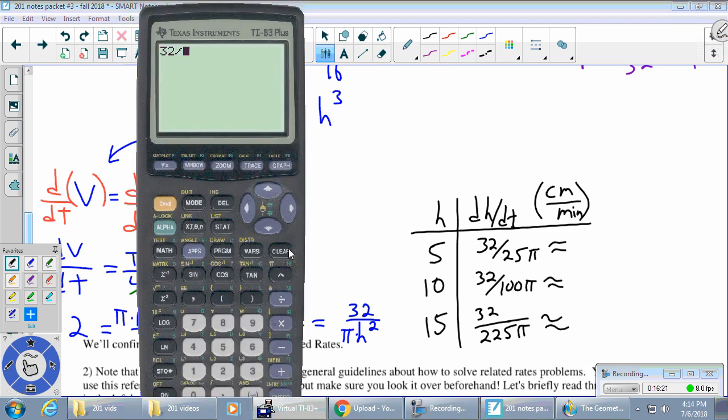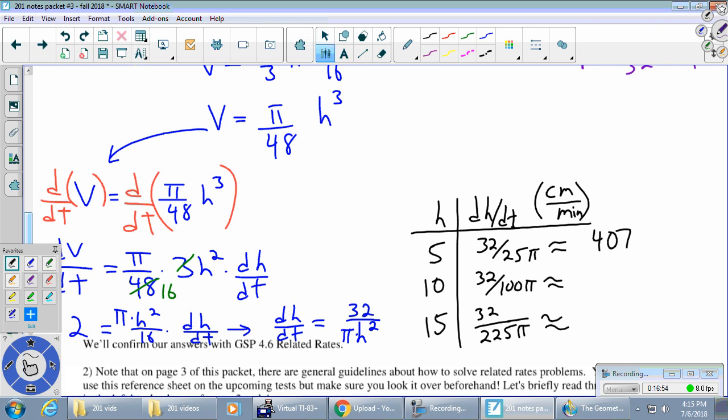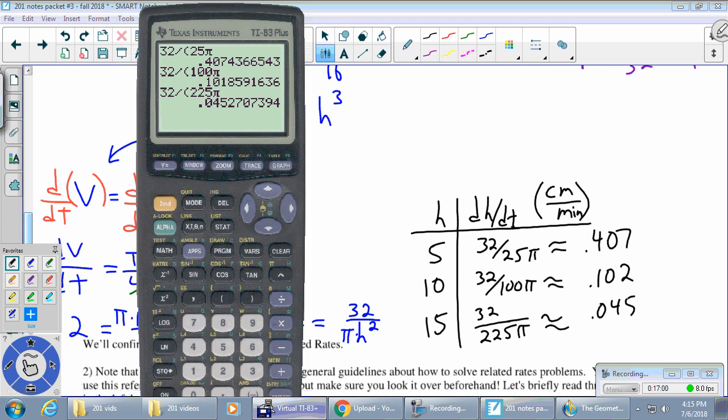So 32 divided by, parentheses are necessary here, 25 pi. Enter, so we got that one, that looks better. And then 32 divided by 100 pi. And then 32 divided by 225 pi. Okay, so we'll grab these numbers, roughly 0.407, 0.102, and 0.045. Okay, let's make sure. That looks good to me. All right, again, in centimeters per minute.